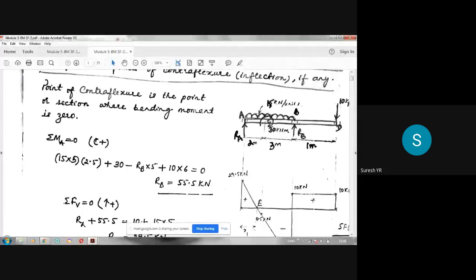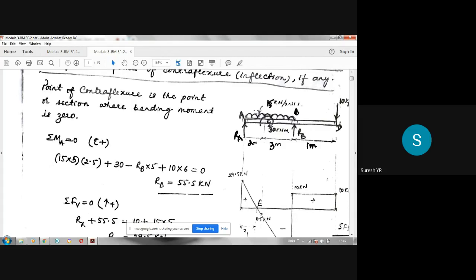So let's take the left side of C and also the right side of C. Let us calculate the left side of C. Just to the left of C means MCL. MCL means the bending moment just to the left of C, somewhere here. If you calculate the bending moment to the left side of that section, upward forces cause positive bending moment, and downward forces cause negative bending moment. That's what you have to see.